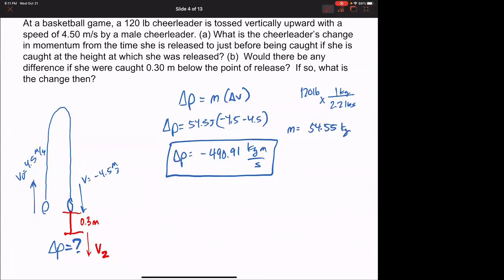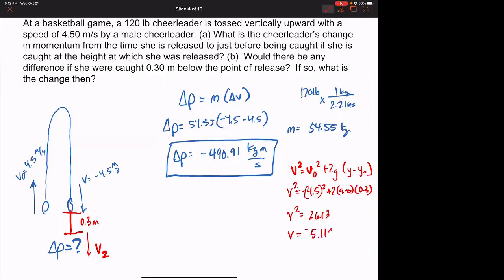So to find this velocity, we have to use our kinematic equation. V squared equals V naught squared plus 2g(y minus y naught). V squared equals negative 4.5 squared plus 2 times 9.8 times 0.3. V squared equals 26.13, V equals the square root of that, 5.11 meters per second. And you got to remember that it's negative, it's going downward.